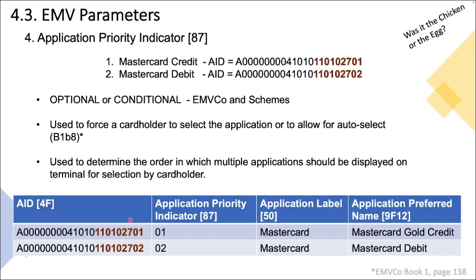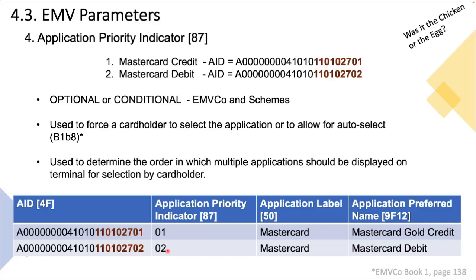So what we've got here is a single physical card. We've got two applications. We know this is the MasterCard credit and we know this is the MasterCard debit, right? The label says MasterCard, but we know it's MasterCard credit at the top because the preferred name says MasterCard Gold credit and the next one says MasterCard debit. What you'll see is that we've put an application priority indicator for the first one as 01 and for the second one as 02.